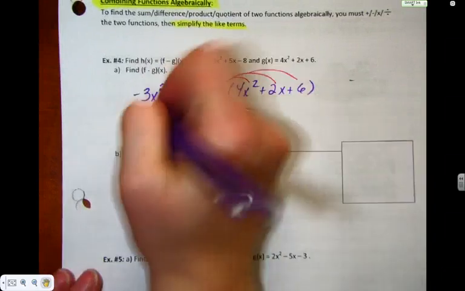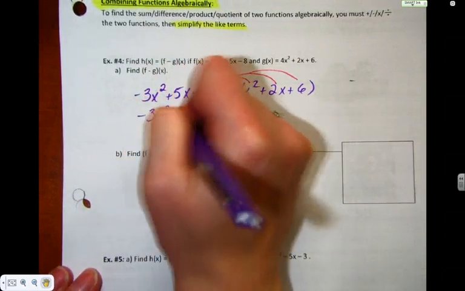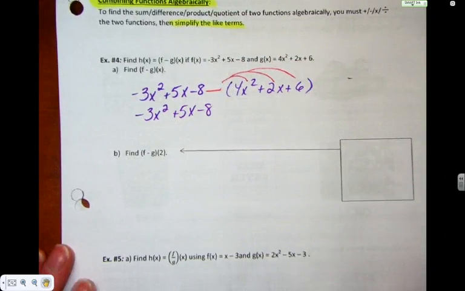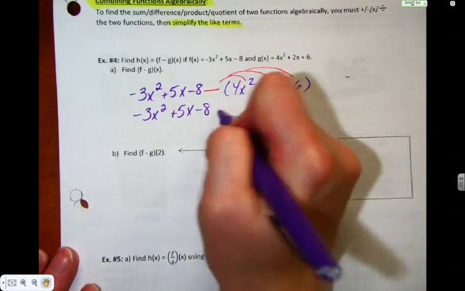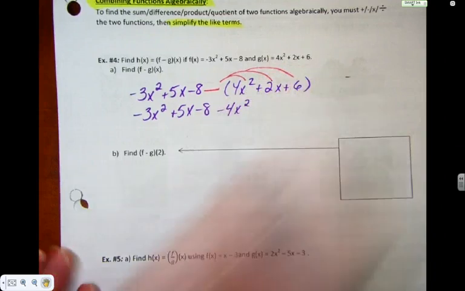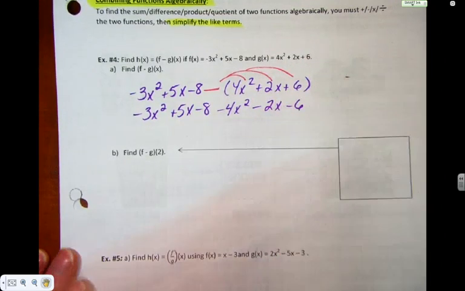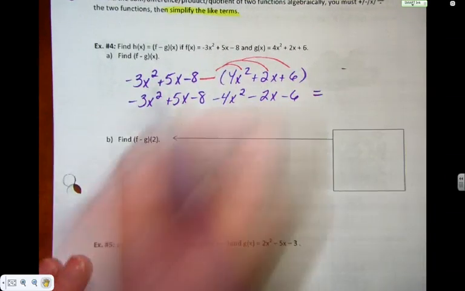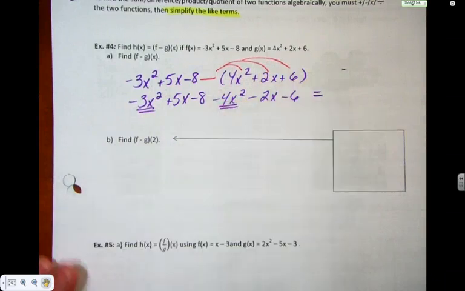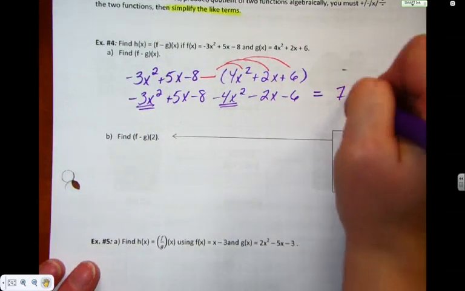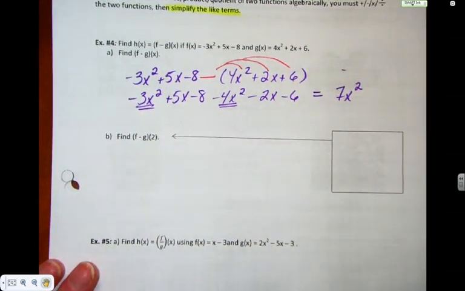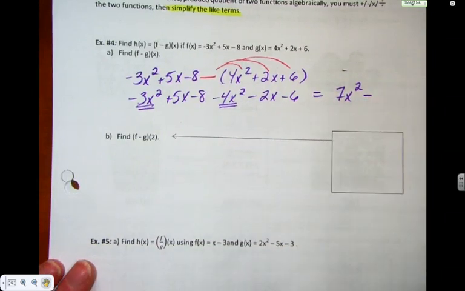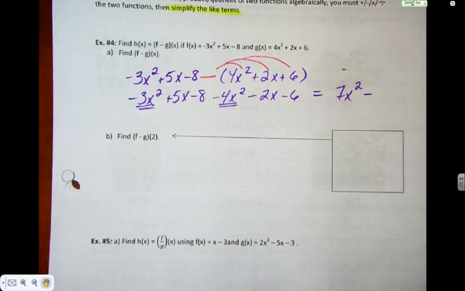Okay, so the negative 3x squared is going to stay the same. Plus 5x stays the same. Negative 8 stays the same. What's going to happen at the back? Okay, so minus 4x squared, minus 2x minus 6. Then we're just going to simplify. How many x squareds do I have? I heard 7. Negative. Oh, no, what? Who? Oh, negative 7.